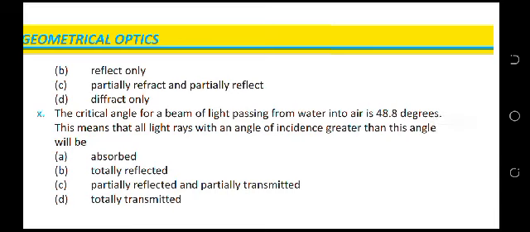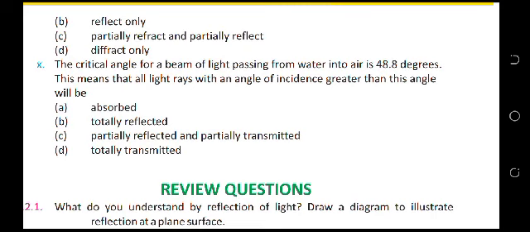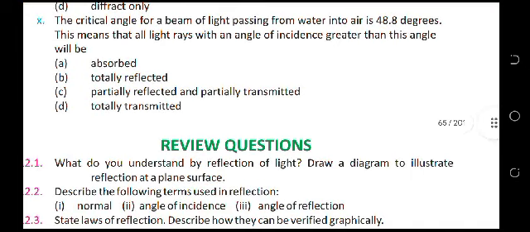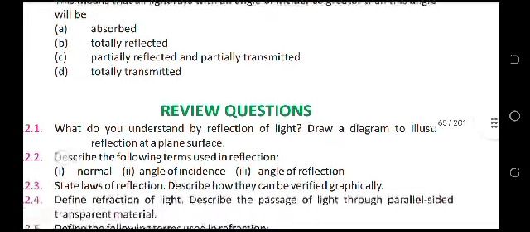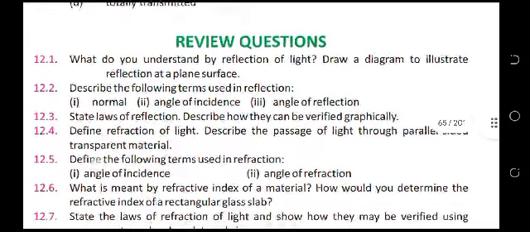The critical angle for a beam of light passing from water into air is 48.8 degrees. This means that all light rays with an angle of incidence greater than this angle will be absorbed, totally reflected, partially reflected and partially transmitted, totally transmitted.